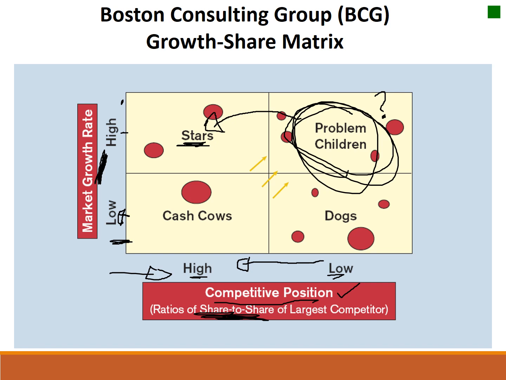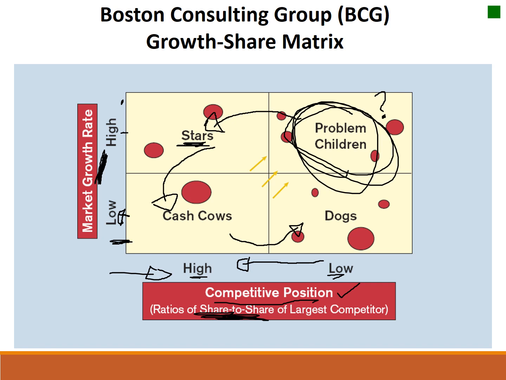Once we're able to do that, then we continue to invest. As the product enters into the mature stage of the product life cycle, we start seeing greater and greater cash revenue from it, greater profits and so forth. Eventually the product becomes something that goes into the decline stage, and eventually becomes what we call a dog.